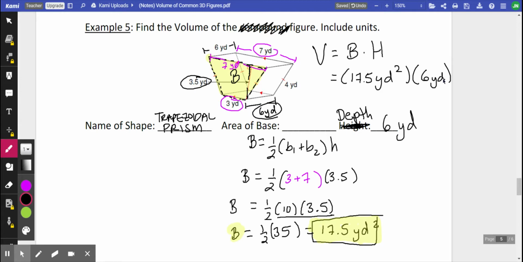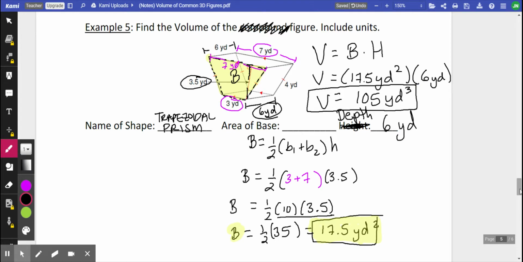Calculator work, so 17.5 multiplied by 6. We get 105 yards to the power of 3. So the volume is 105 yards to the power of 3. This is my final answer here for volume. So the volume of this trapezoidal prism is 105 yards to the power of 3.